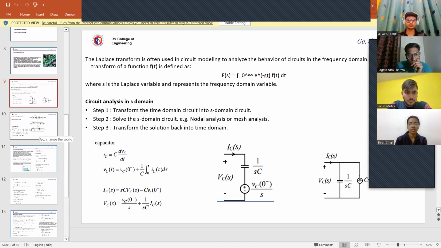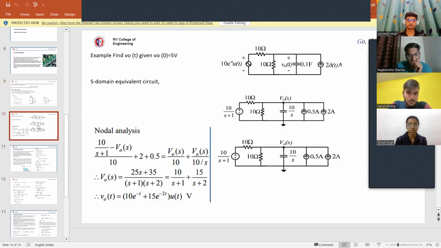Afterwards we solve the S domain circuit, for example by nodal analysis or mesh analysis. Further, in step 3, we transform the solution back into time. There's another example, that is V naught(t), which is given in the form of V naught at 0 is equal to 5 volts.